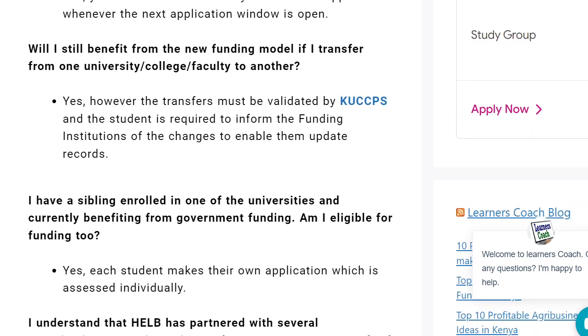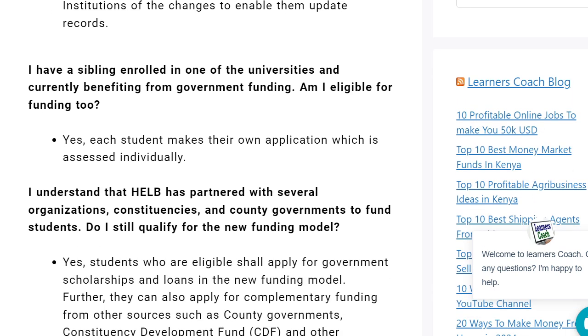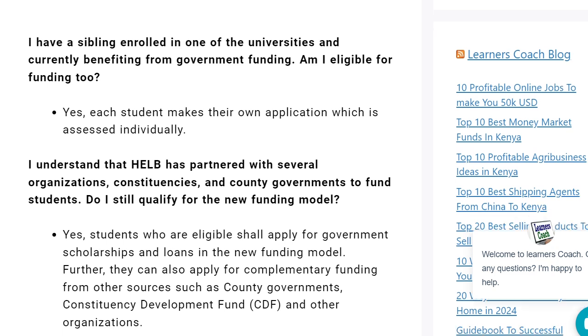The other one is, I have a sibling enrolled in one of the universities and currently benefiting from government funding. Am I eligible for funding? Yes, each student, even if you are twins, can always make your own application, which is going to be assessed individually. I understand that HELB has partnered with several organizations, like in the counties. Do I still qualify for the new funding model? Yes. This is just like a top-up. You can get some funding from the CDF and others, but that doesn't stop you from applying.